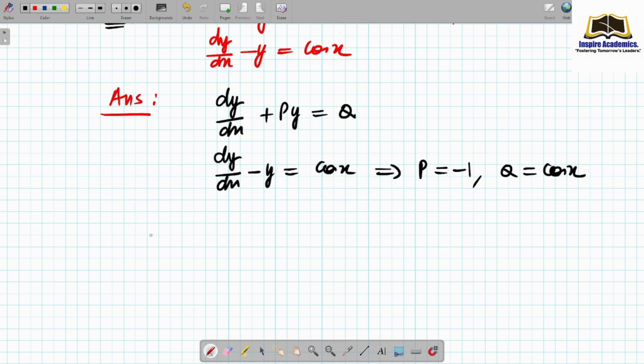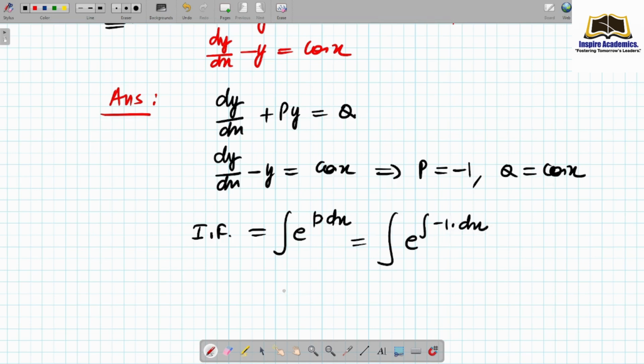that's step 1. Step 2, finding integrating factor IF. Simply e to the power integration of p dx. So it would be e to the power integral of -1 dx, which is nothing but simply minus x, e to the power minus x.